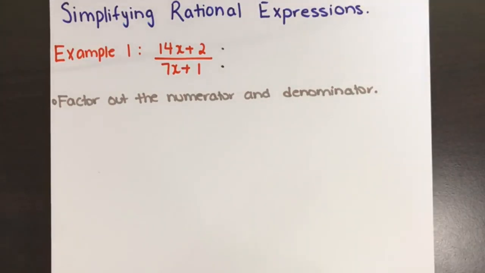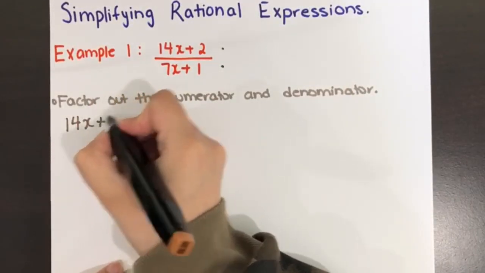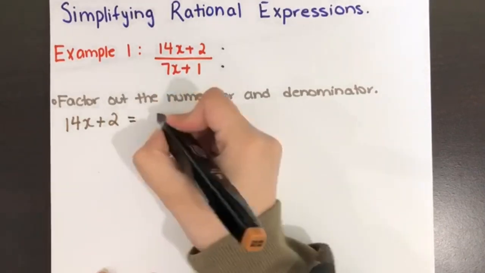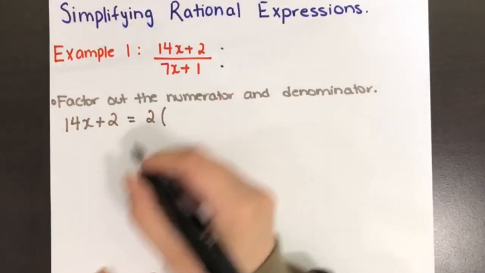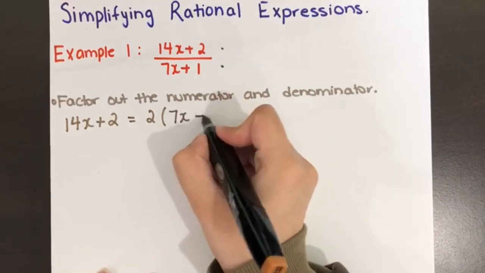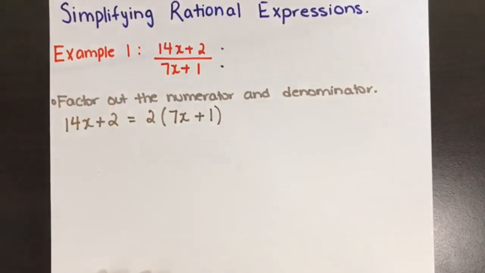So let's look at our numerator. We have 14x plus 2. Well, in order to factor this out, we have to find a common factor. Both of these can be divided by 2, so we factor out 2. Then 14x divided by 2 is 7x. Then 2 divided by 2 is 1. There we go, we're done.